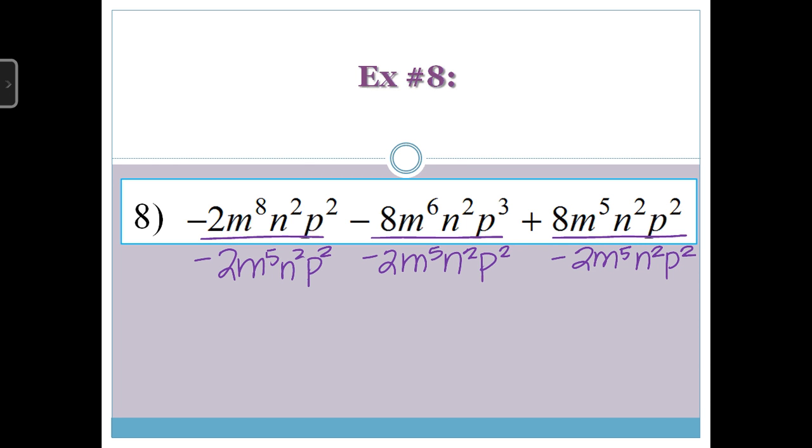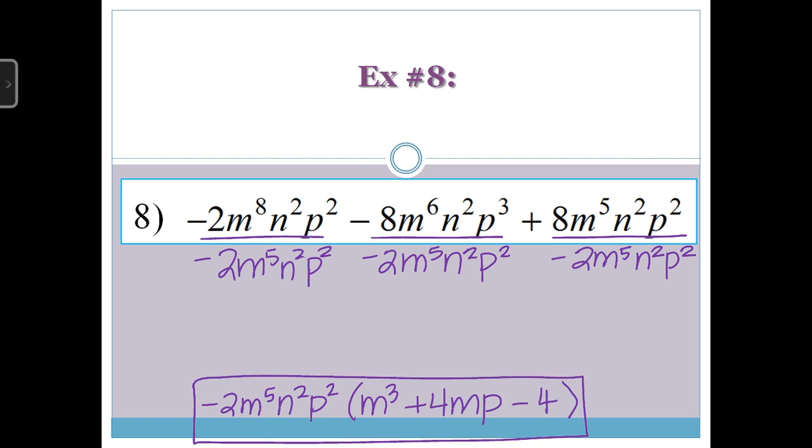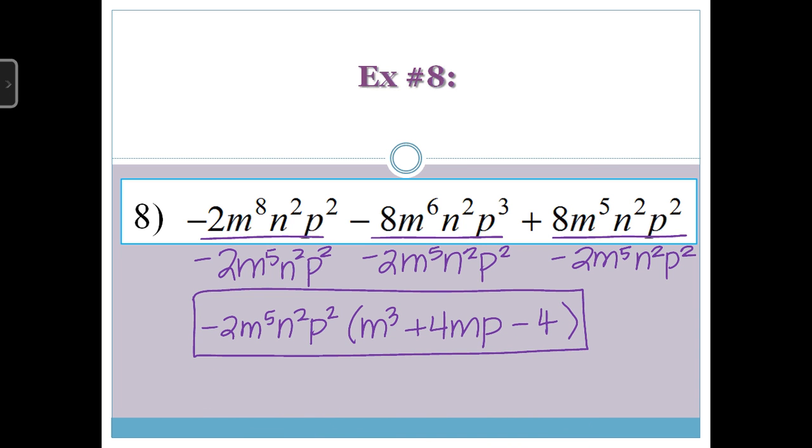Your GCF comes out front. And remember, when you're dividing the exponents like that, you really just subtract the numbers. So m to the 8th minus m to the 5th. N squared minus n squared. P squared minus p squared. And when you're all done with that, you should get negative 2m to the 5th n squared p squared. Our GCF goes out front. And then we're left with m cubed plus 4mp minus 4. And that's it.